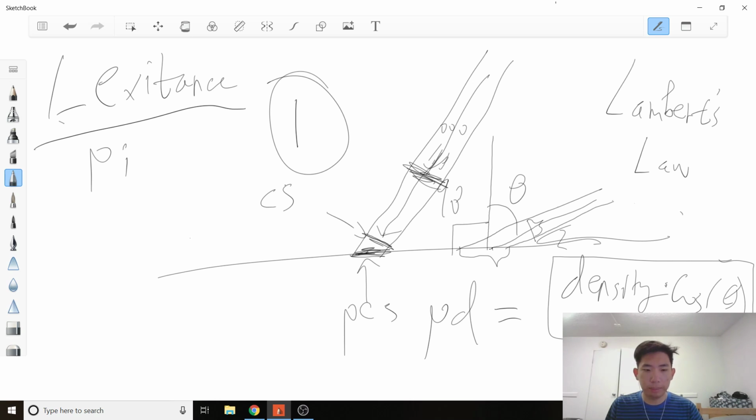Again, let me re-emphasize this. The reason we see light at different intensity at different angles of interaction is because the amount of photons per area changes. The photons themselves do not change in numbers. What changes is the projected area of the light ray. And that is why we need to add a cosine term.